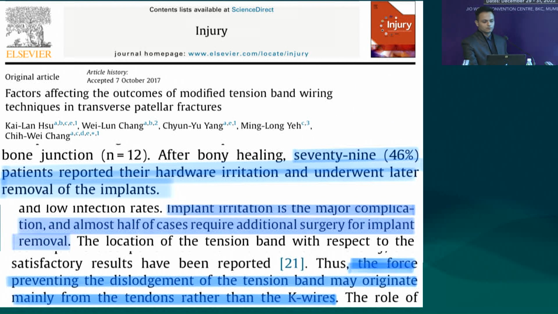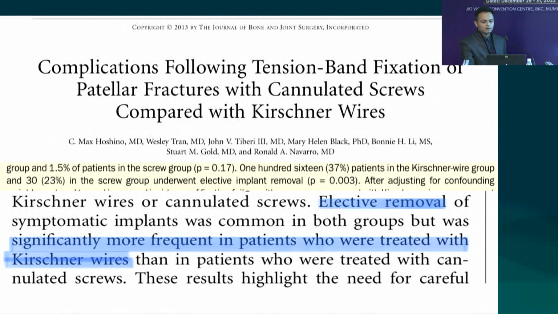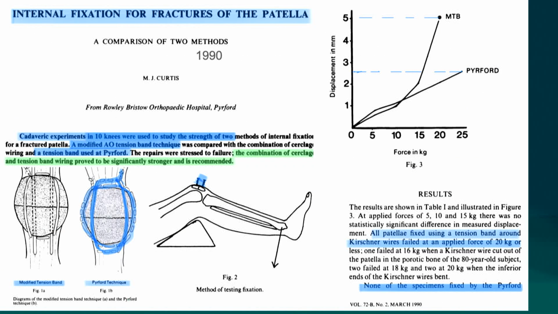So this was a 2017 study which calculates the rate of implant removal in the AO technique. It comes to around 50%; here they found it to be 46%. They also quoted that the force preventing the dislodgement of the tension band may originate mainly from the tendons rather than the K-wires. This is a similar study where the higher rate was in those treated with K-wire. And this is the last paper I want to quote.